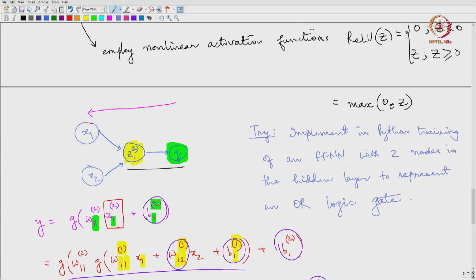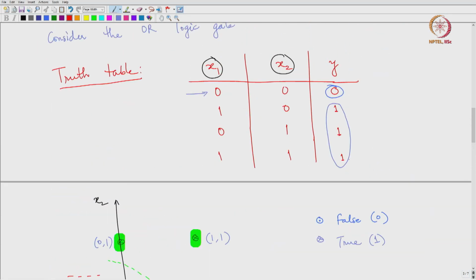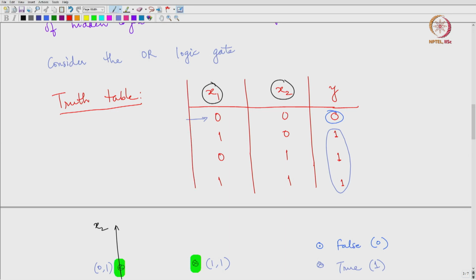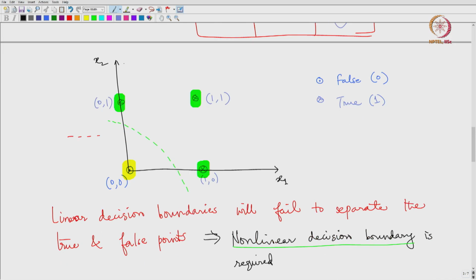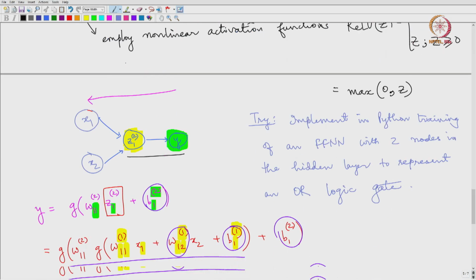Now let us see if this proposed multi-layer perceptron is actually able to do the job, because ultimately we need to achieve this truth table for the OR logic gate. Only if this truth table is achieved do we have a multi-layer perceptron that can represent this particular logic gate. So, let us see if that works out.